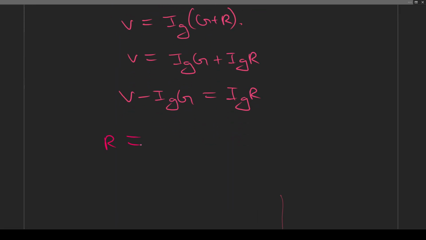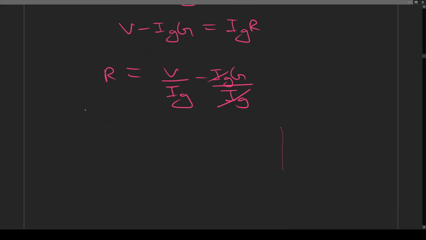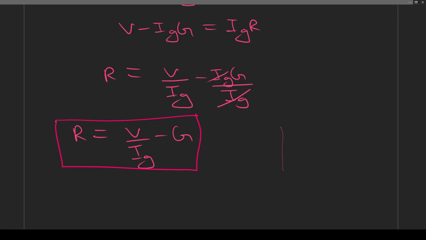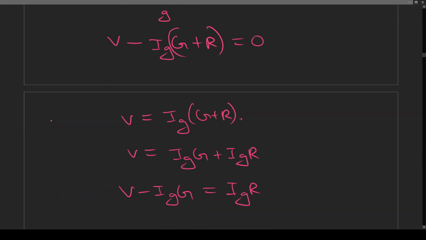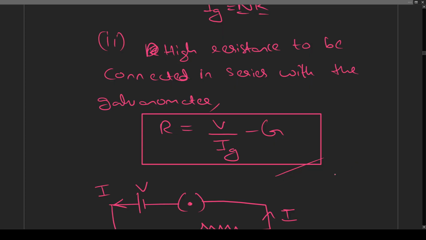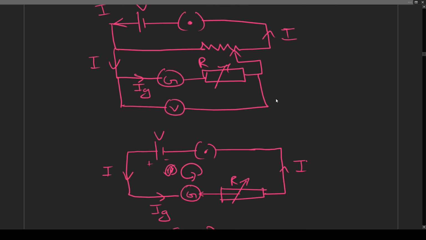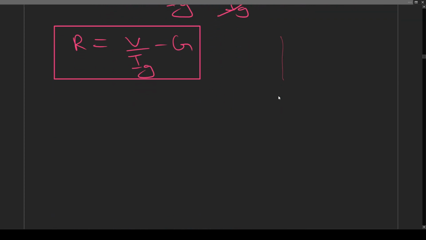And if you want R, which is what I was deriving the formula for, we get V by Ig minus IgG by Ig. We derived our formula ourselves: V by Ig minus G, which was the formula given to us. Yes, I wrote here the same formula we got using KVL. We don't need to derive it ourselves, but I did it for explanation's sake, or for remembering's sake.